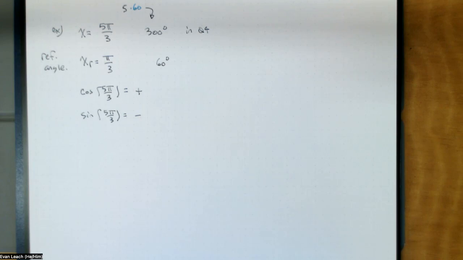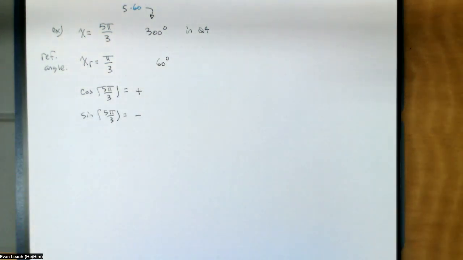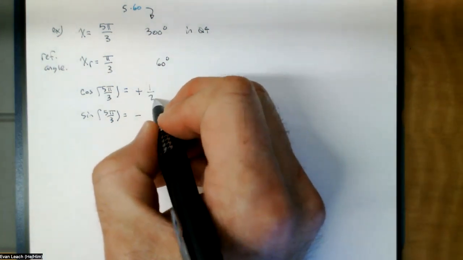What is cosine? So, we use our calculator. If we ever forget, we can just grab our calculator. We get a 0.5, but we don't want to write that. We want to make it look like we remember. So we're going to write the fraction. What fraction is 0.5? 1/2.